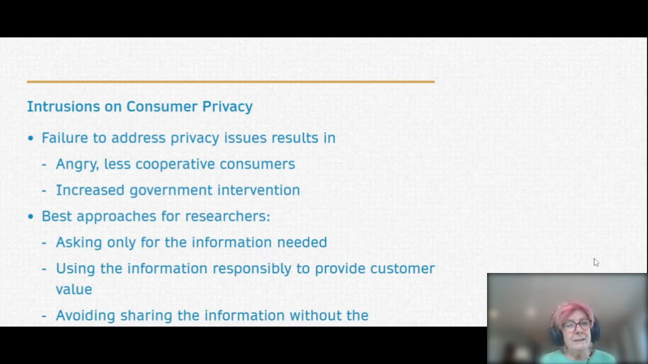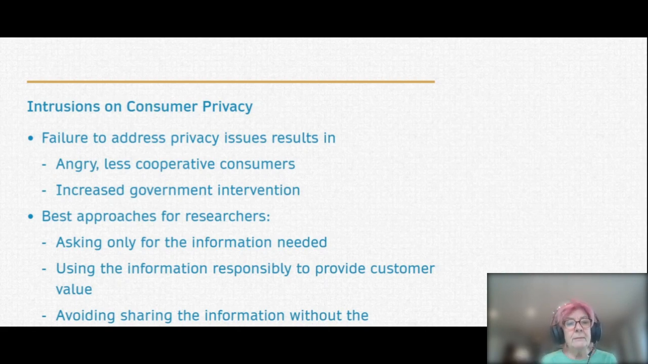So the best practice really for researchers is to always keep to asking just for the information that's needed. It's never a good idea to go and ask everything and anything. Focus on what you're trying to achieve as a business and what information you need in order to achieve that.